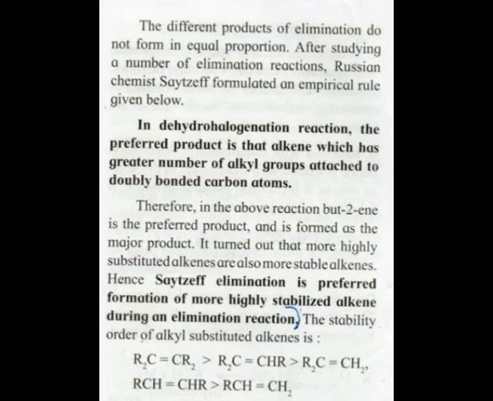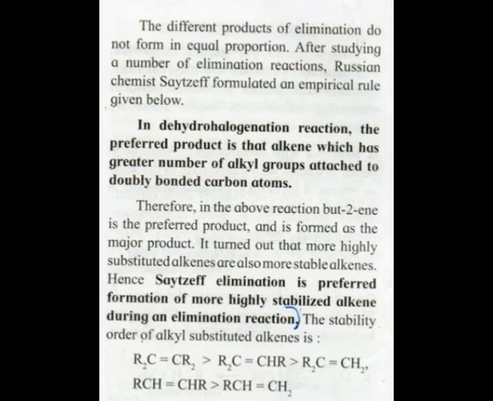It is seen that the different products of elimination are not formed in equal proportion. After studying a number of elimination reactions, the Russian chemist Saytzeff formulated an empirical rule given below. In dehydrohalogenation reaction, the preferred product is that alkene which has the greater number of alkyl groups attached to the doubly bonded carbon atoms. Therefore, in the above reaction, but-2-ene is the preferred product and is formed as the major product.